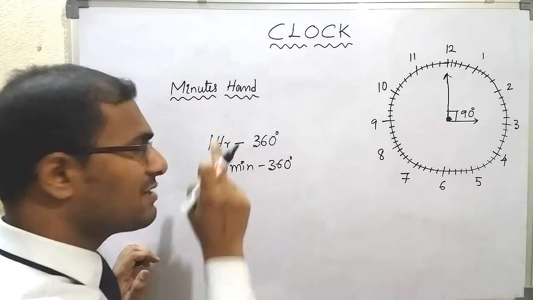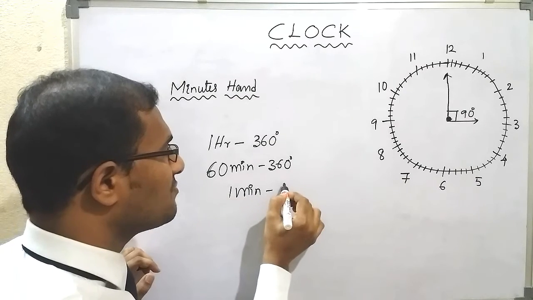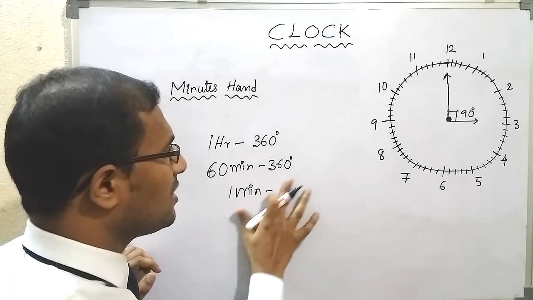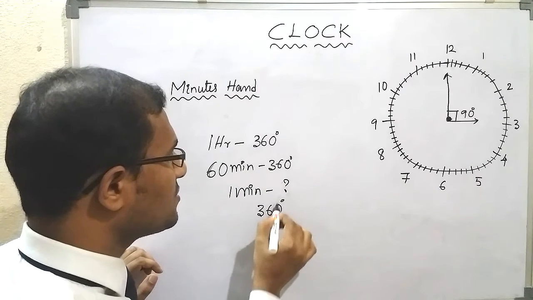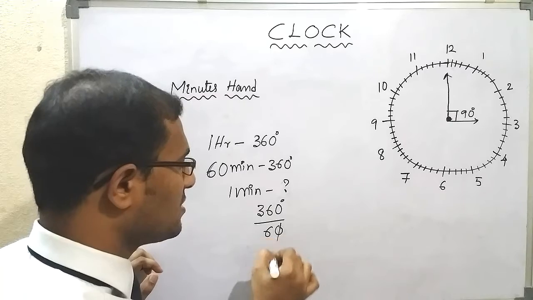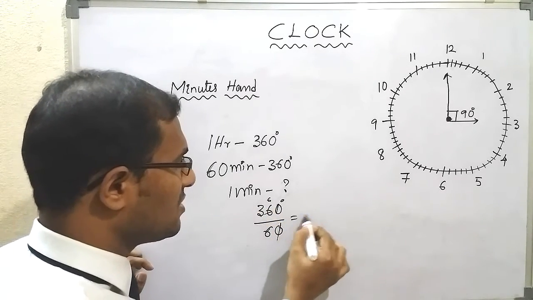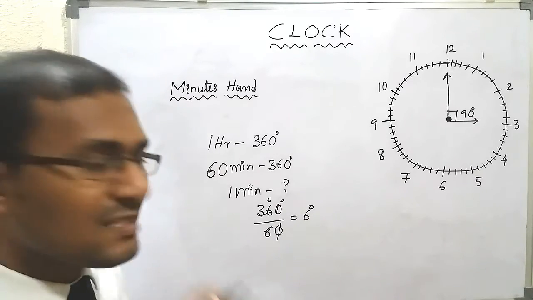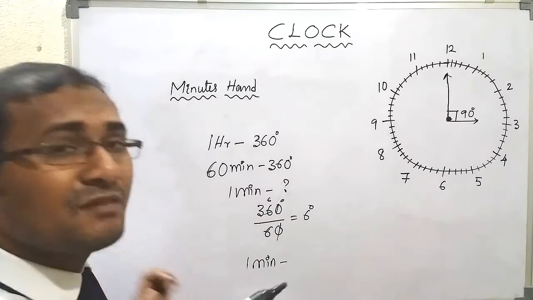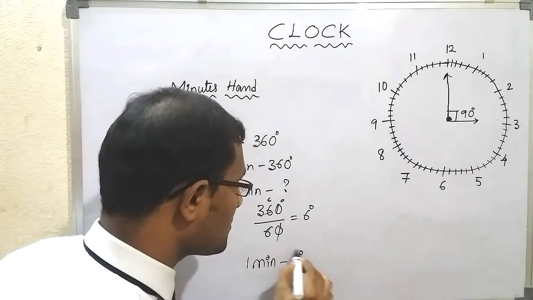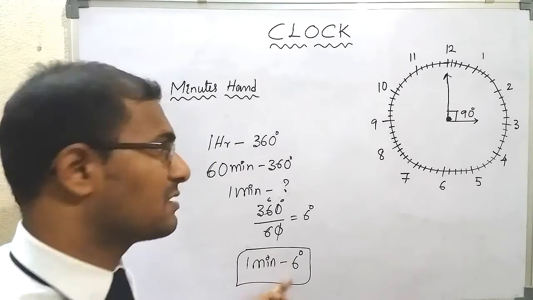Now in 60 minutes, if it is covering 360 degrees, in 1 minute how much does it cover? Simply 360 degrees divided by 60, the 0 gets cancelled out. So 6 times 1, it means 6 degrees. So for every 1 minute, the minutes hand covers 6 degrees.